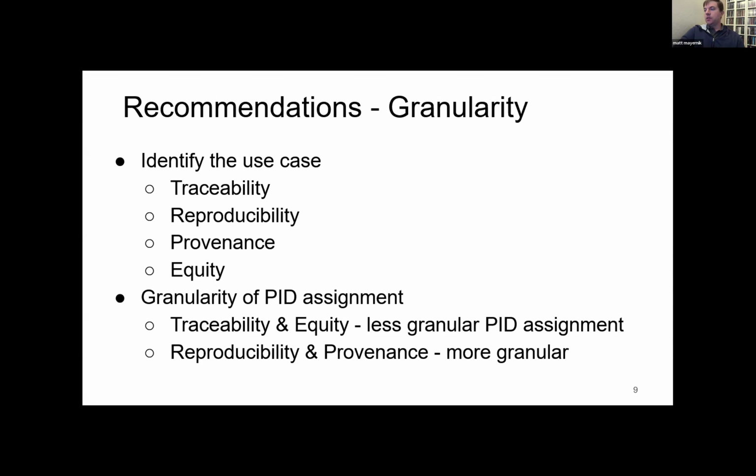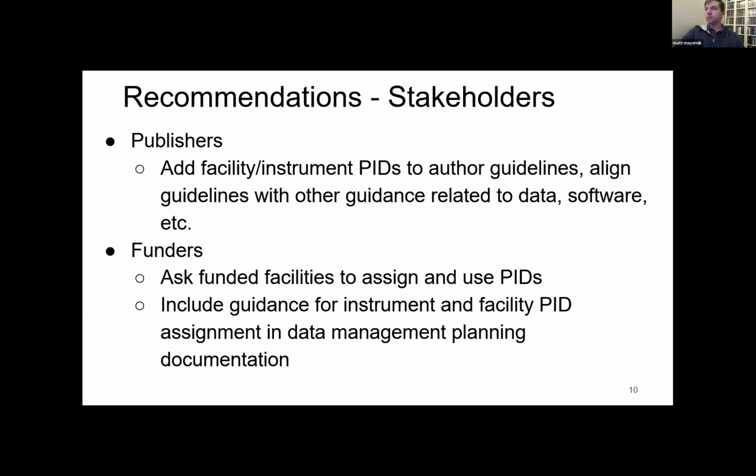And what we've kind of seen in terms of granularity of PID assignment is that for the traceability and equity use cases, less granular PID assignment is more appropriate. So having a small number of identifiers that you then try to use consistently and have people cite consistently. Whereas if the reproducibility or the provenance use case is more important to you, a more granular level of PID assignment is probably a better approach or maybe more helpful.